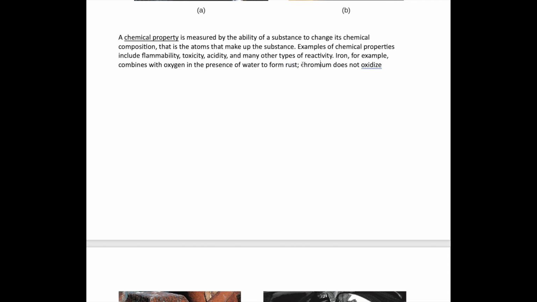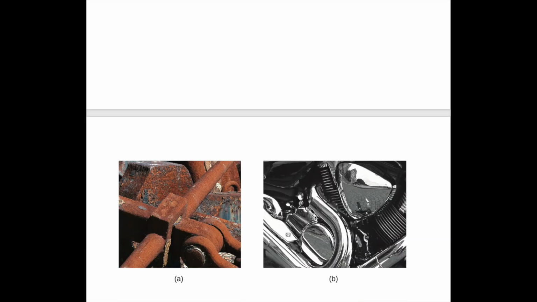So for example, chromium doesn't rust. The right side here is chromium, which is why we use that to layer over some other metal to protect it from rusting. In fact, we might layer that over the iron. That would protect the iron from rusting when it's exposed to air and water.